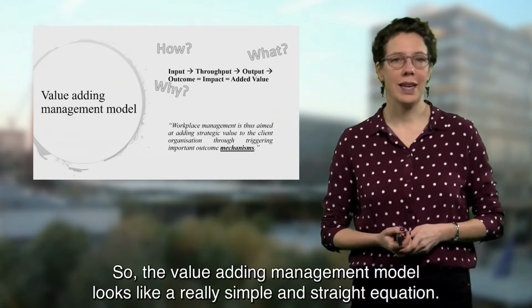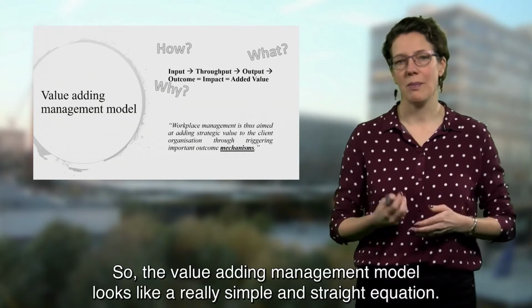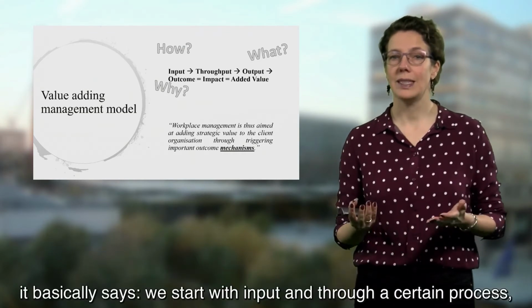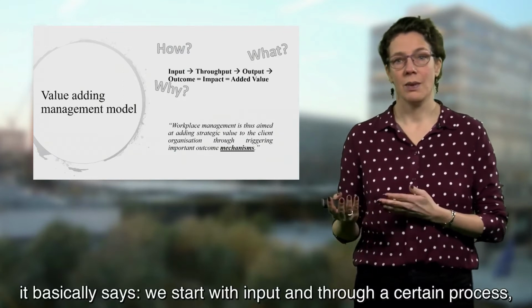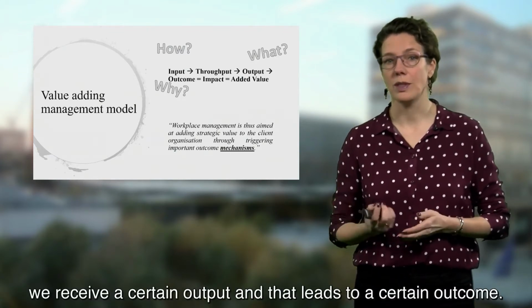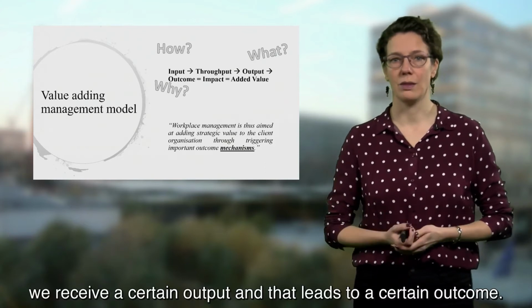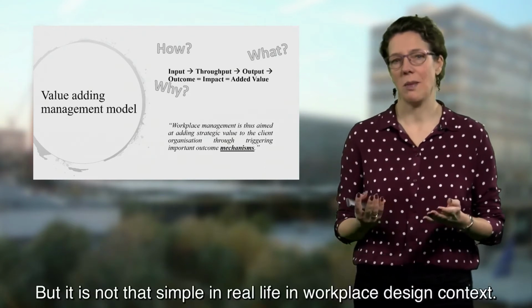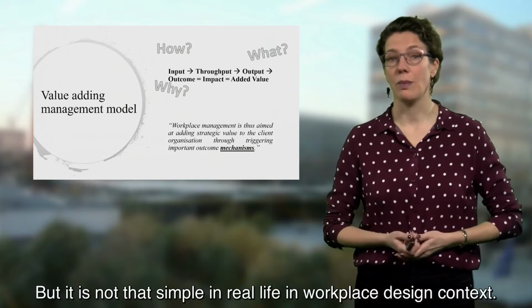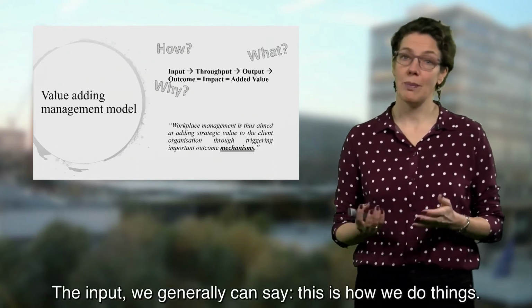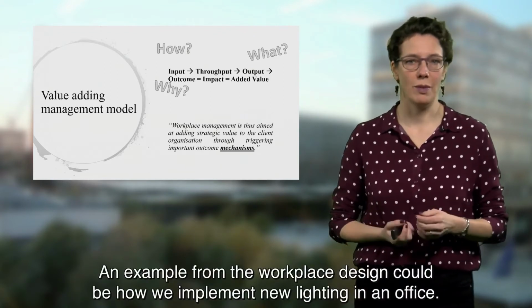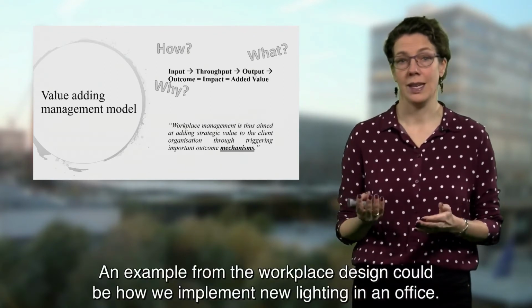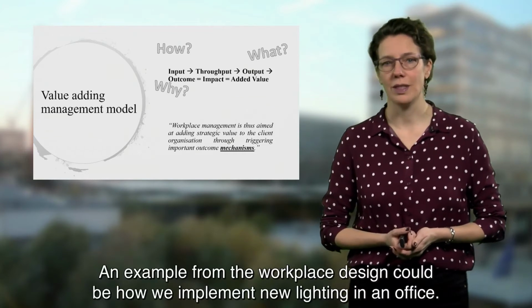So the value-adding management model looks like a really simple and straight equation. It basically says we start with input, and through a certain process we receive a certain output, and that leads to a certain outcome. But it's not that simple in real life, in workplace design context. The input, we could generally say this is how we do things. An example from the workplace design could be how we implement new lighting in an office.